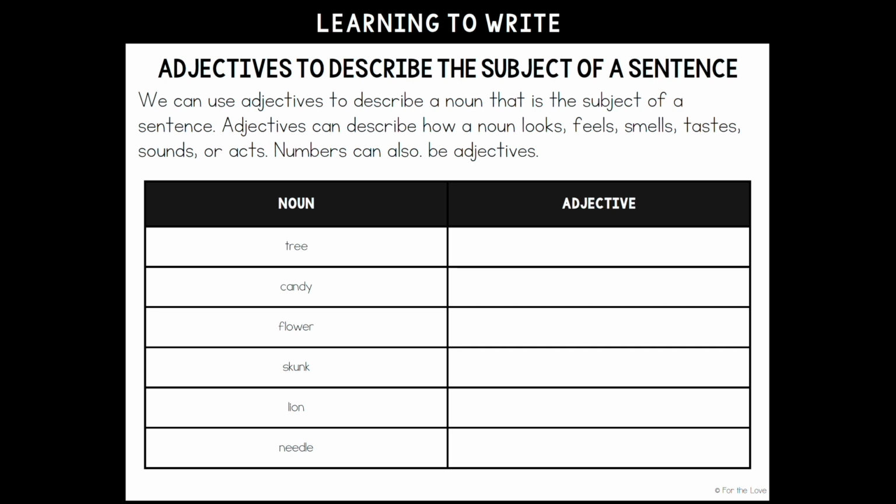Notice that we have 2 pages of adjectives. We can use adjectives in different ways in a sentence, but for this lesson, we are focusing on adjectives that describe the subject of a sentence. It says we can use adjectives to describe a noun that is the subject of a sentence. Adjectives can describe how a noun looks, feels, smells, tastes, sounds, or acts. Numbers can also be adjectives.